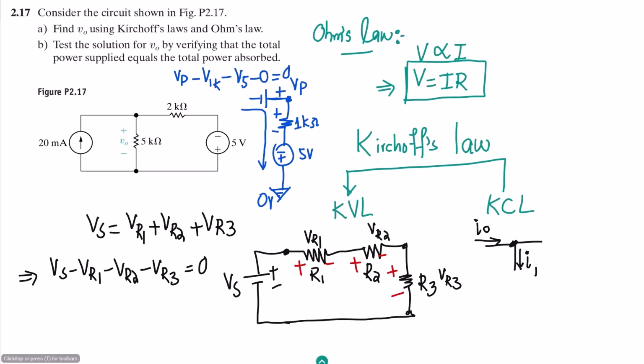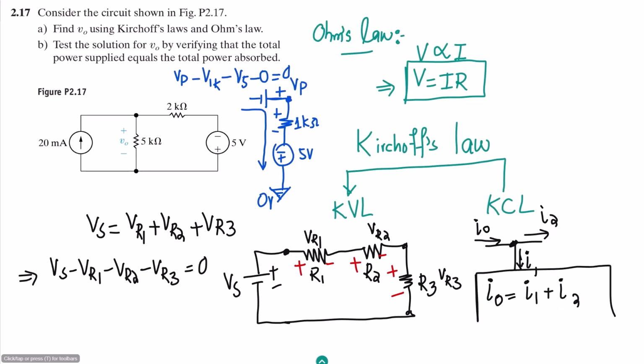Okay, so this is I1 and this is I2. According to KCL, Kirchhoff's current law, the current moving towards a node in a circuit will always be equal to the sum of all the currents moving away from a node in a circuit. So here we can see that I naught is equal to I1 plus I2.